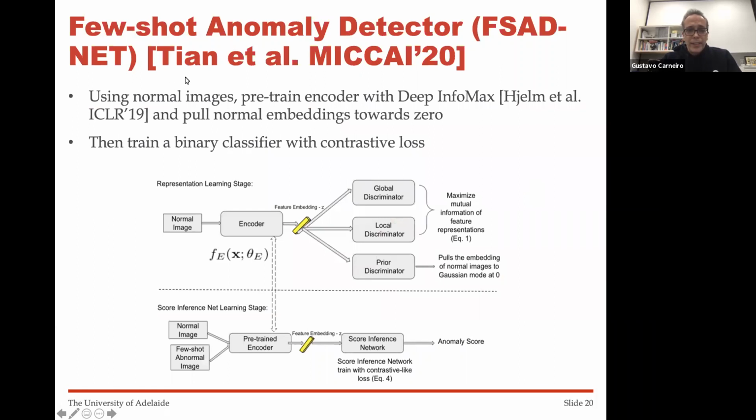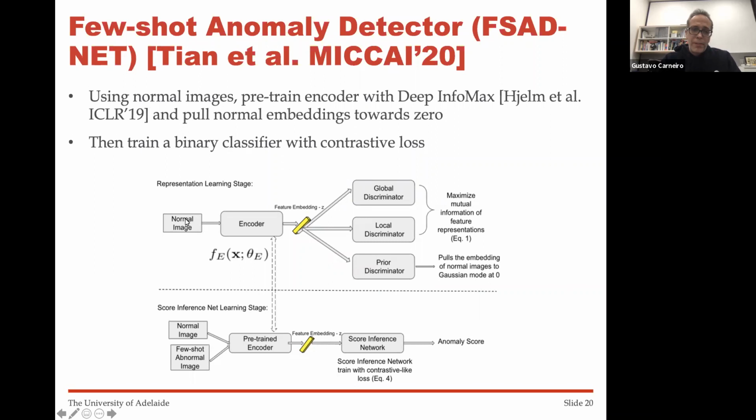So we extended the system with a few-shot anomaly detector. In this case, we assume that we have available a few images that have some anomalies in them. And the whole point of this system was to build a classifier for the anomaly, which is represented by this score inference network that you see here with an anomaly score. But the main contribution of this work is the pre-training process.